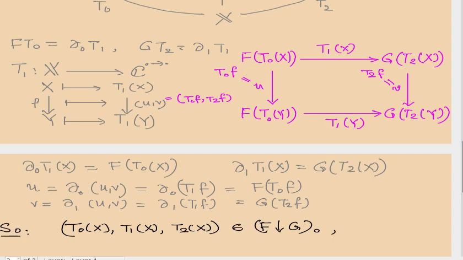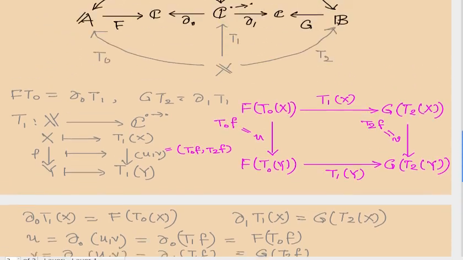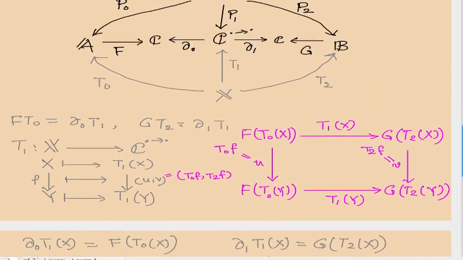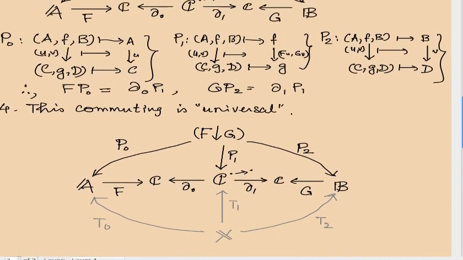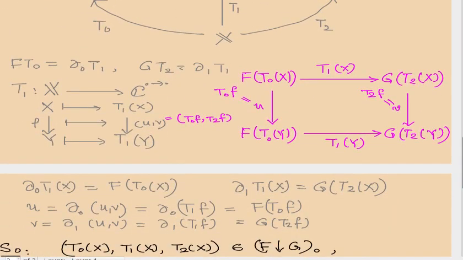And moreover, what does this say? T0f, by my definition, is a morphism of A. I made another small mistake. This is fT0. This is fT0, and I was a little bit... So, okay.